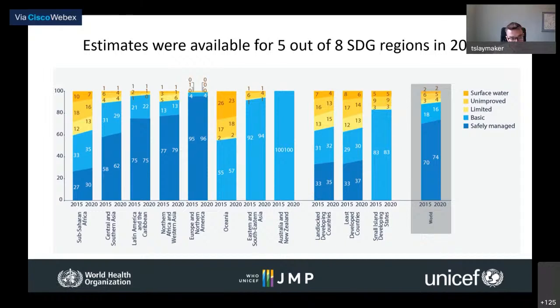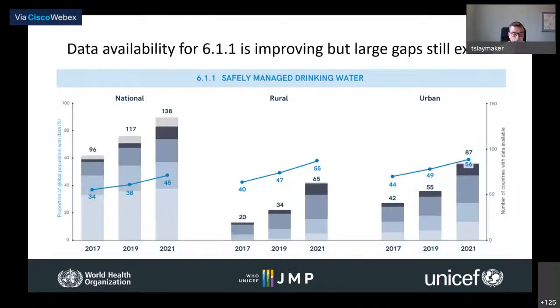And although data availability is improving, on the last slide you can see here that with each JMP update, we did an update in 2017, another in 2019, and then our most recent one in 2021, we've seen a steady increase in both the percentage of the population with data available, which is shown with the blue lines, and the number of countries with data available, which is shown in the bars. But we still have a significant proportion of the population and the countries which do not have national estimates.